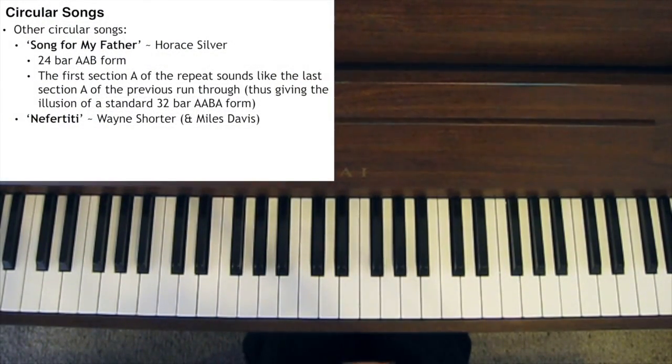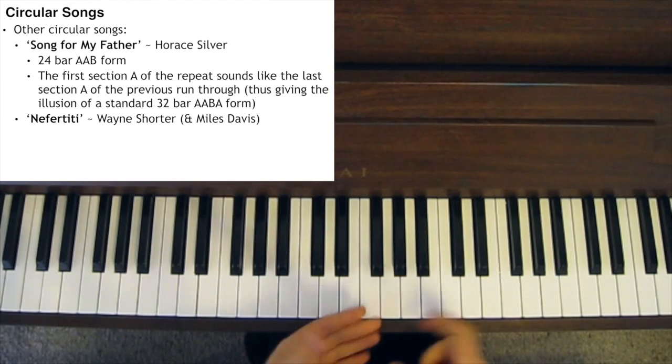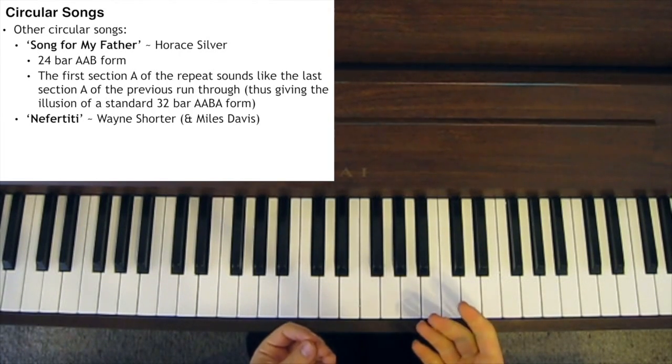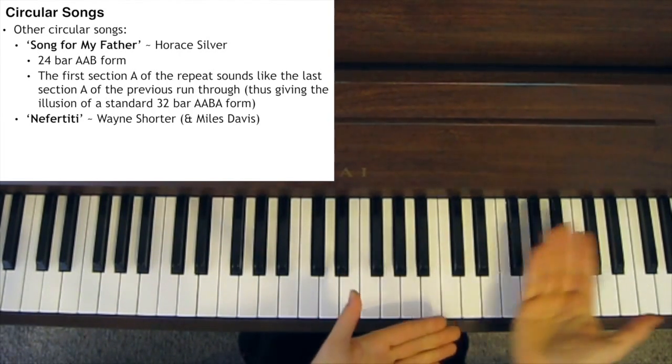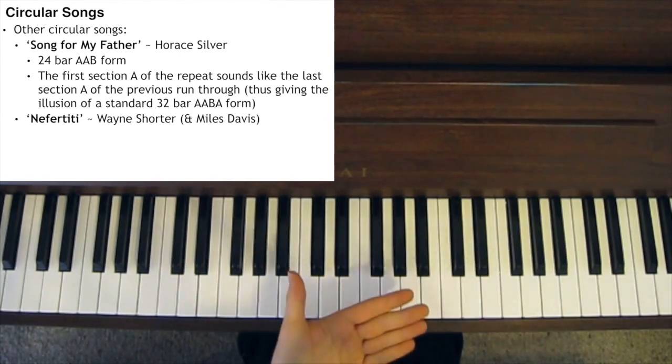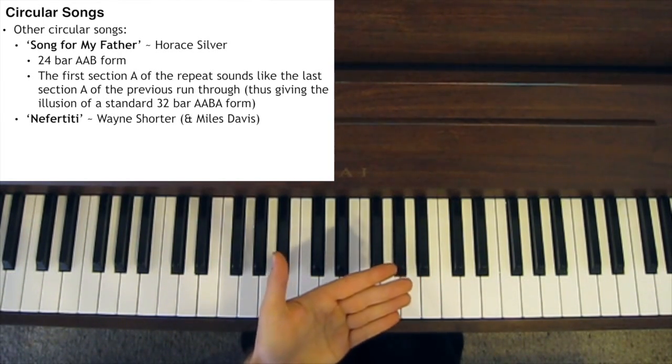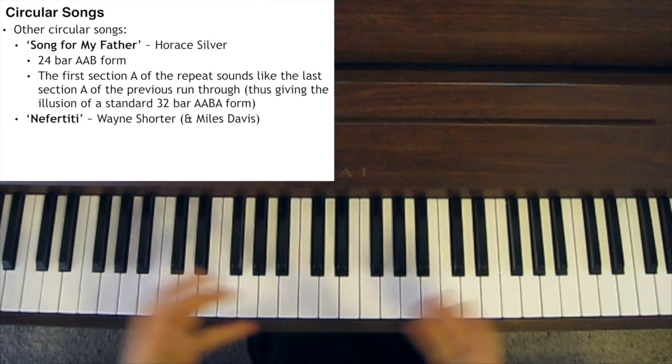Now, another good example of a circular song which uses form to make it circular is Song for My Father by Horace Silver. Now, a standard traditional jazz song form is 32 bars long with an AABA form. But Song for My Father is actually a 24-bar AAB form. So that when you reach the end of the song and go back to the beginning for another repeat, that first A section that you play actually sounds like the final A section of the prior run through or go round.